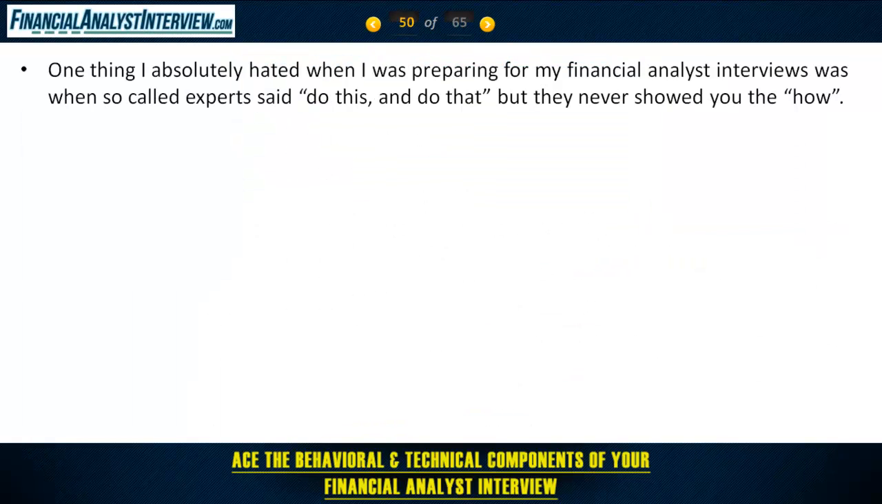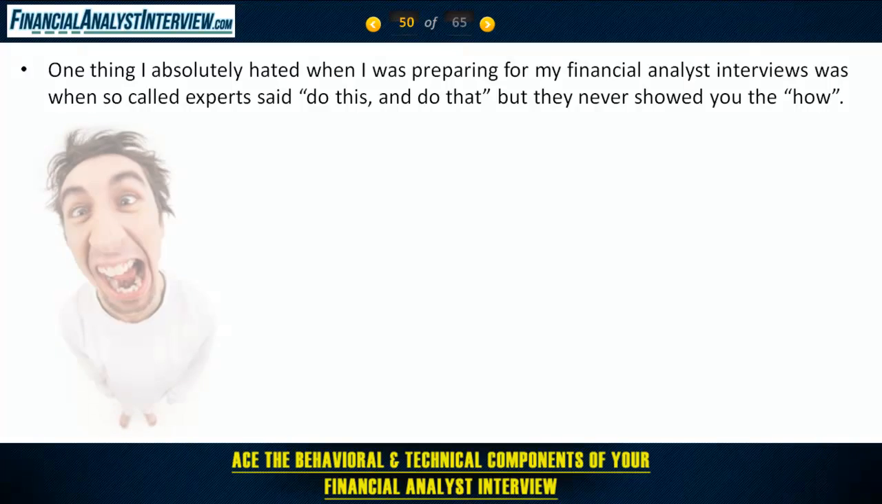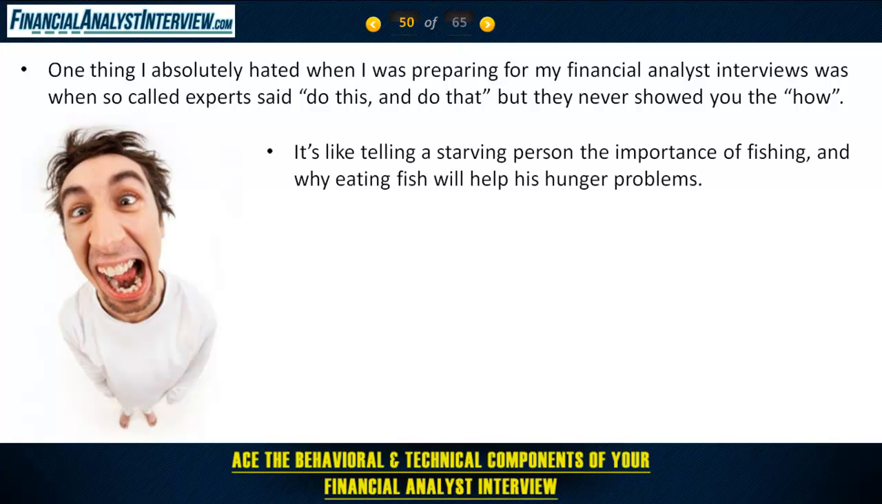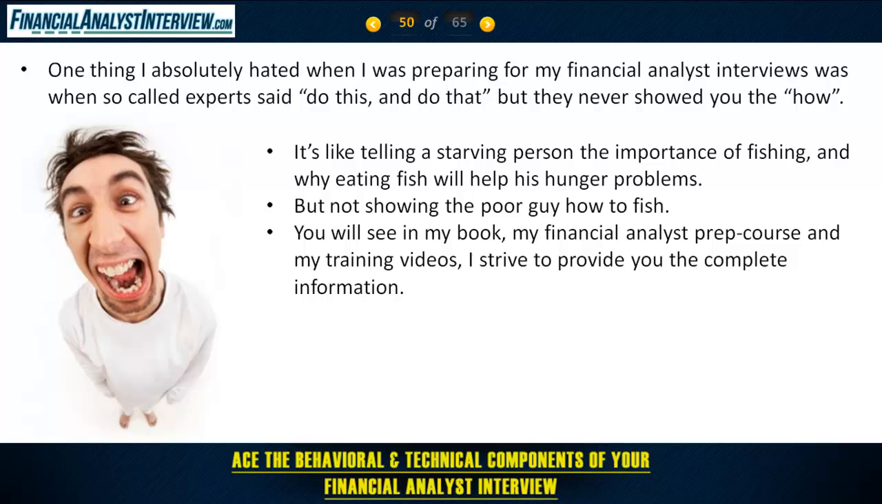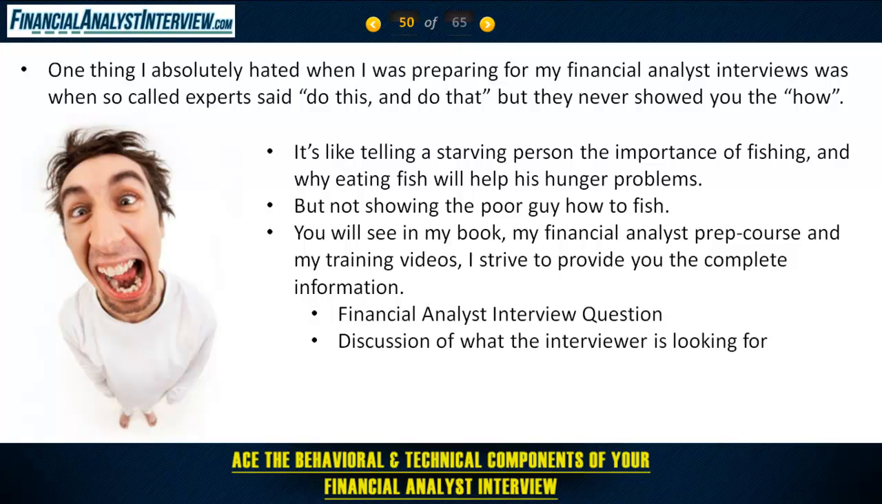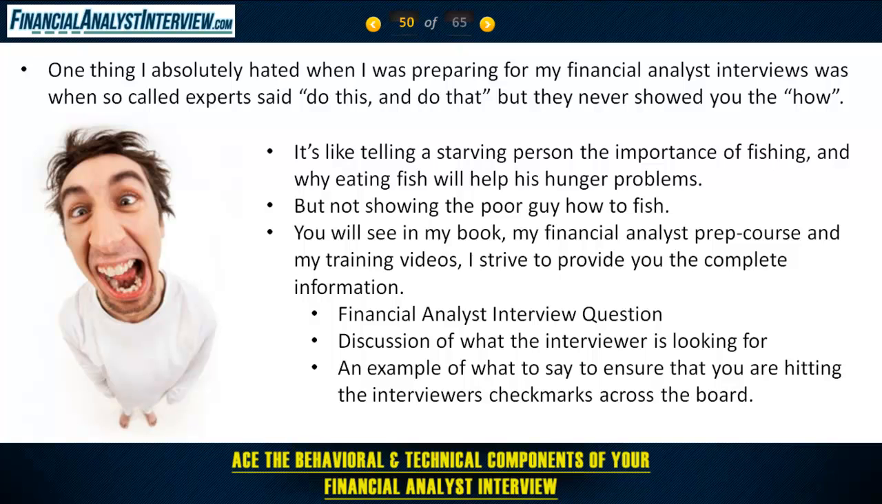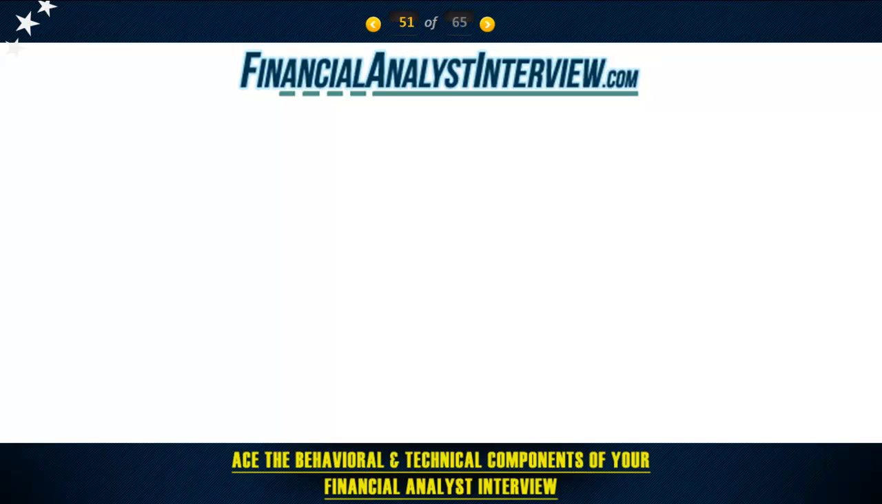One thing I absolutely hated when I was preparing for my financial analyst interviews was when so-called experts said, do this and do that, but they never showed you the how. It drove me absolutely insane. It's like telling a starving person the importance of fishing and why eating fish will help his hunger problems, but not showing the poor guy how to fish. You will see in my book, my Financial Analyst Prep Course, and my training videos, I strive to provide you with the complete information. In this case, the interview question, a discussion of what the interviewer is looking for, and an example of what to say to ensure that you are hitting the interviewer's check marks across the board. Okay, let's get to the first question.